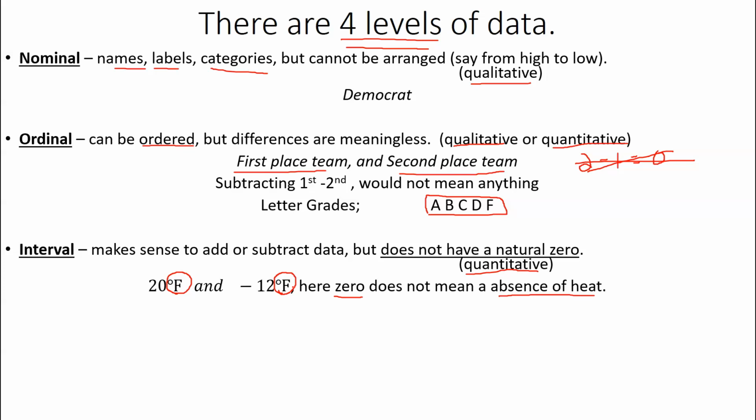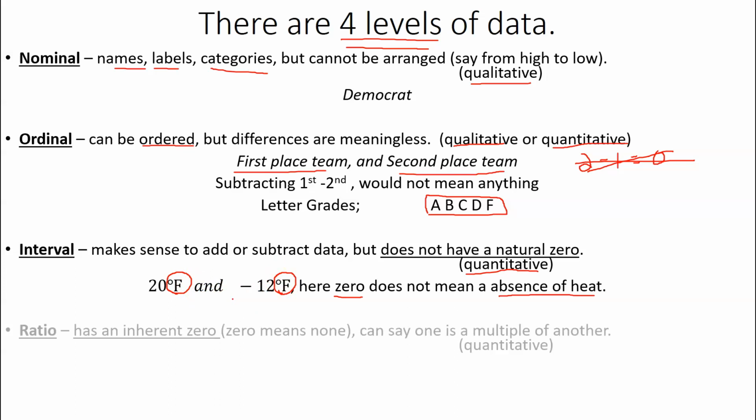That being said, the Kelvin scale is not interval because 0 actually does mean the absence of heat. So don't just think, well, temperature is interval. It depends on what scale you're talking about. The Fahrenheit is interval. The Kelvin is not. The next one that Kelvin would fall under would be a ratio, the level of ratio. Has an inherent 0. So the 0 means none of it, or nothing. Okay, and we can say that one is a multiple, that's the term ratio. One's a multiple of another. And of course, it's going to be quantitative kind of that.